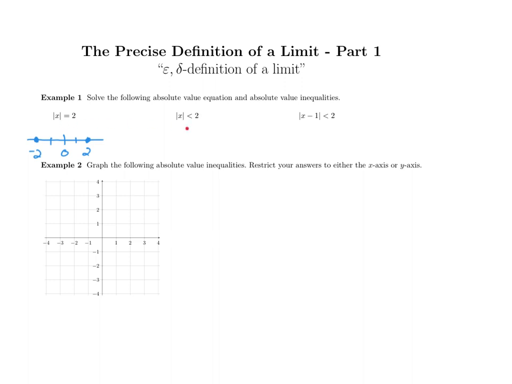Now, what if we change this, though, from an equal to a less than? Now what's the solution? Your center is still at 0, but this time your distance is less than 2. So you can go up to 2, but you can't include it, so I'll put this open circle here. And you can go down to negative 2, but you can't include that either. So your solution is really all numbers that are between negative 2 and positive 2. So I'll write it like this. So again, we're still talking about a distance, but not when it's equal, when it's less than 2.